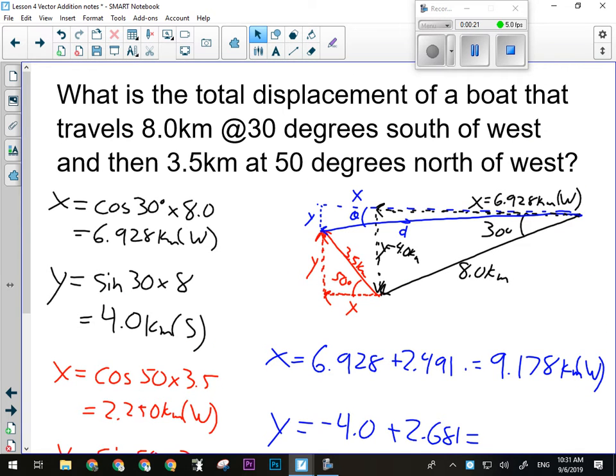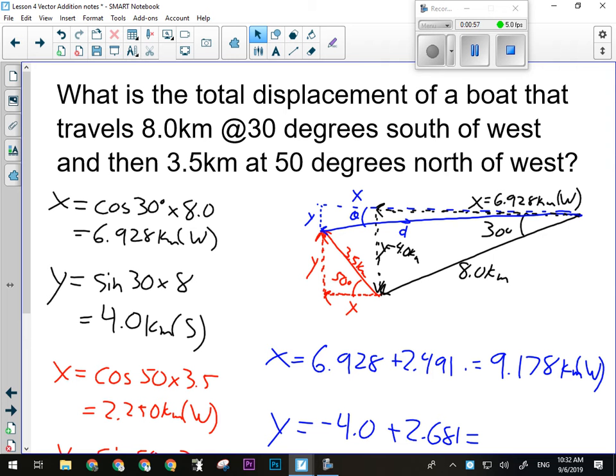The two we had were an 8-kilometer vector angled 30 degrees south of west. That's the black one, right? And the 3.5-kilometer vector that's angled 50 degrees north of west. That's the red one. Now, I draw all vectors tail to head, so I draw those two vectors with their magnitude and direction, put them tail to head, and then I'm asked to calculate the total displacement. Well, that'll be represented by the blue line, which connects my initial position with my final position, because that's what displacement is, the change in position.